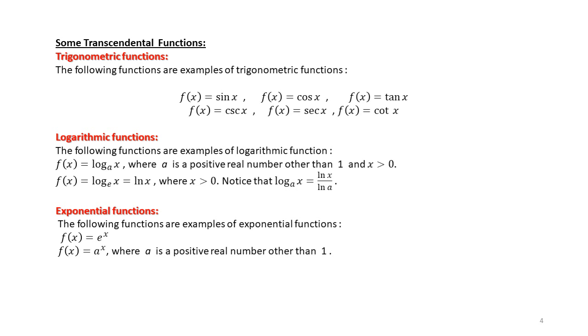Some transcendental functions. Trigonometric functions. The following functions are examples of trigonometric functions: f(x) = sin x, f(x) = cos x, f(x) = tan x, f(x) = cosecant x, f(x) = secant x, f(x) = cot x.